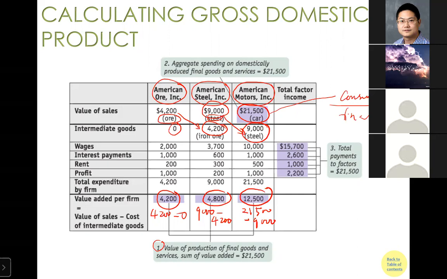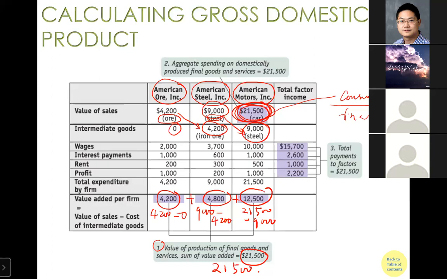The value added approach asks us to add them together. So that gives us the GDP. You add 4,200 plus 4,800 plus 12,500. That gives you 21,500. Another way to look at value added or final goods: as I just explained, the only final good in this economy is the car. So another way to look at value added is just to look at final goods, which gives you 21,500.